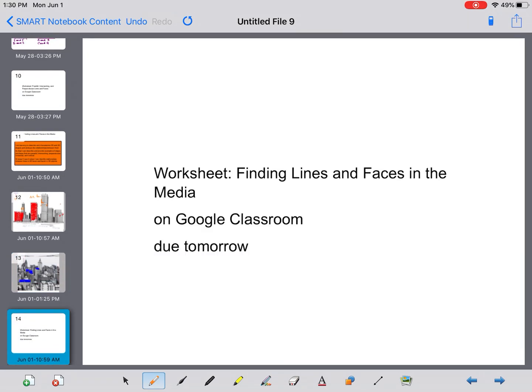So your worksheet is called Finding Lines and Faces in the Media, and the reason it's called in the media is because it's the idea that you could go into any magazine or any newspaper and you would be able to find lines and faces anywhere, and that's why I showed you a cityscape, because it's the idea, like I said, that you can find those lines and faces, parallel, perpendicular, horizontal, vertical, intersecting lines anywhere that you go in your everyday life. You should be able to find lines like this, okay?